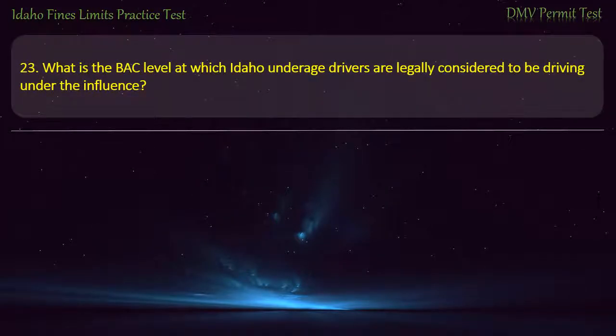Question 23. What is the BAC level at which Idaho underage drivers are legally considered to be driving under the influence? 0.00%, 0.005%, 0.02%, 0.01%. Answer. 0.02%.